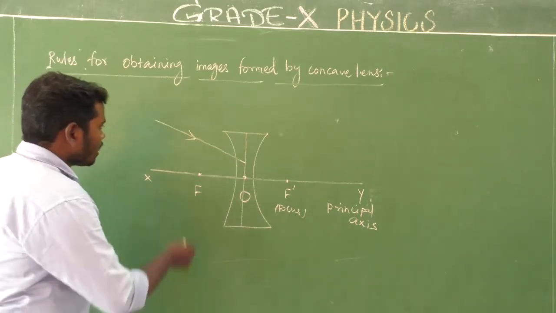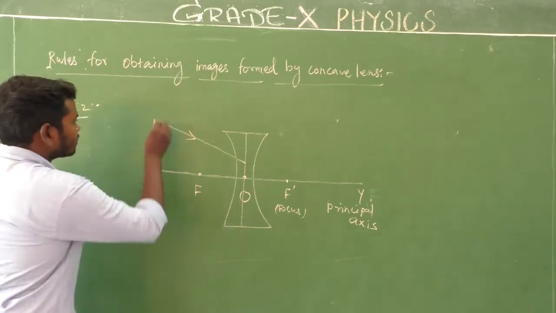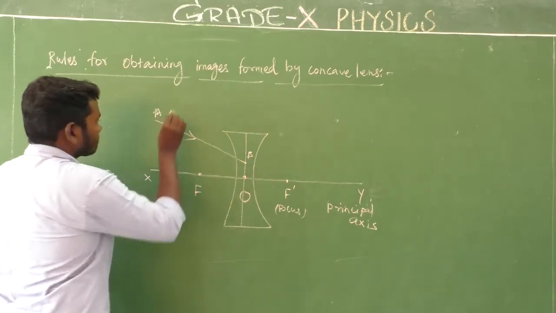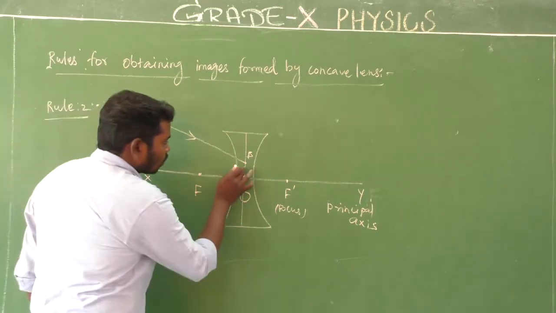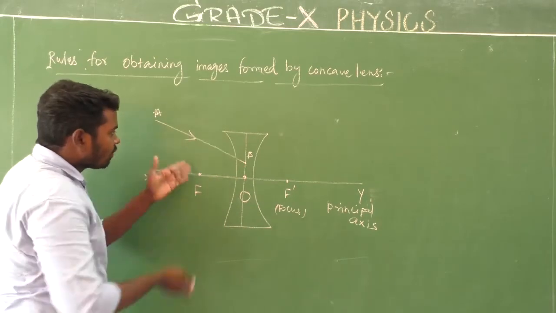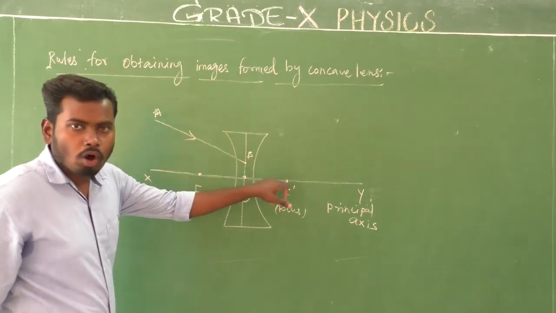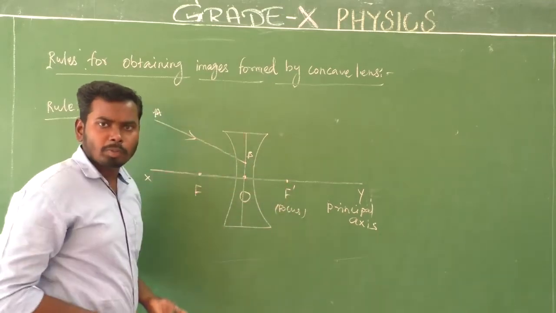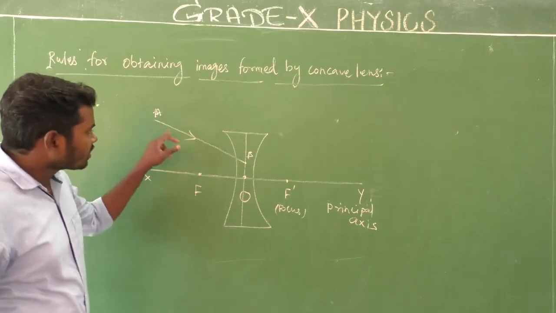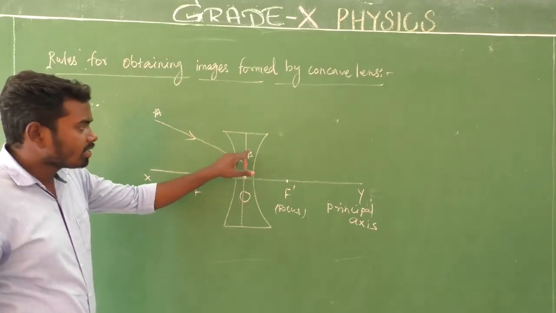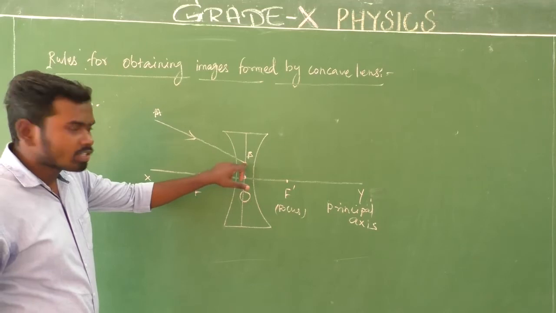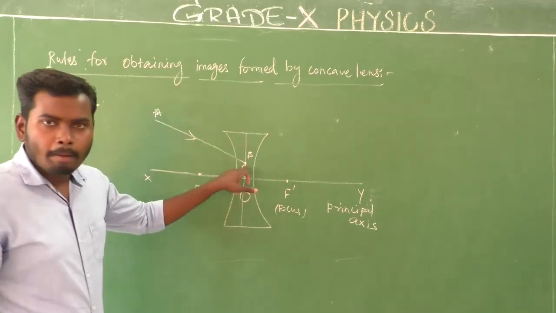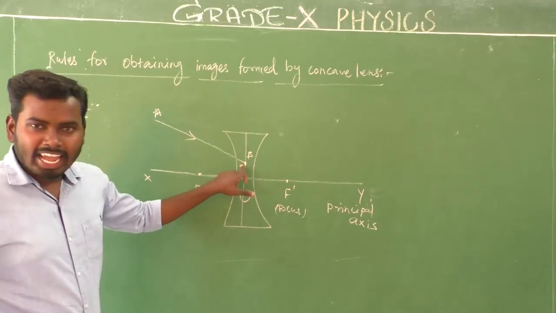Am I right? Yes. Consider I am going to give names to the ray of light. Consider this is A and this is B. Is it clear? Yes. So, a ray of light which is going towards the focus becomes parallel to the principal axis. That is the second rule. Am I right? So, consider a ray of light AB which falls on the concave lens at the point B. Refraction takes place at the point B.